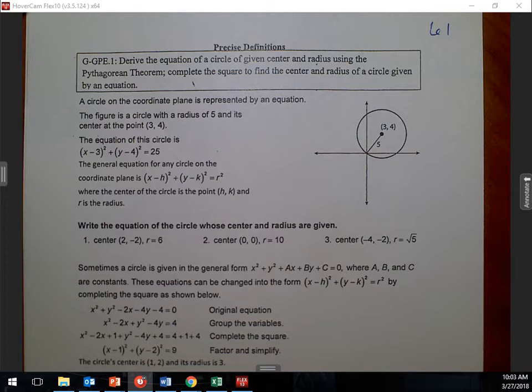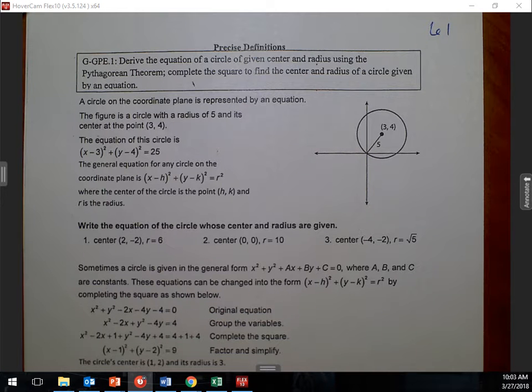All right, so for today, class, what are we writing for our table of contents? What's the title of these notes? Precise definition. Precise, right? Precise definition.